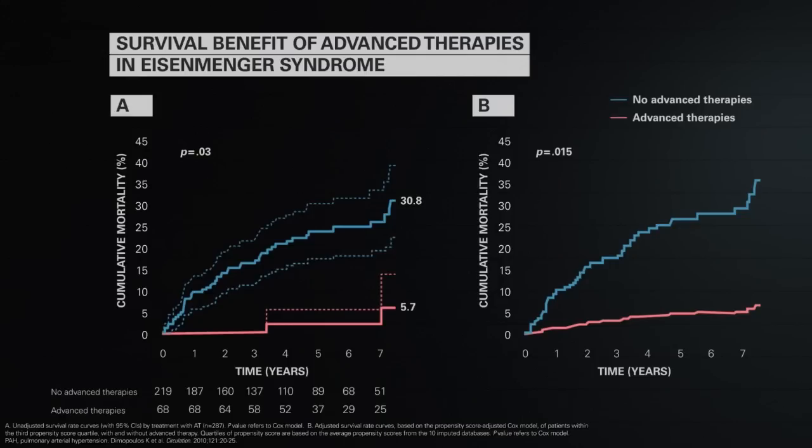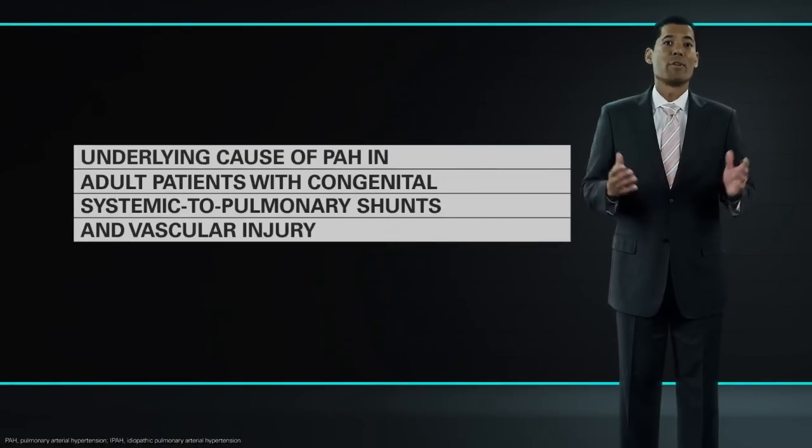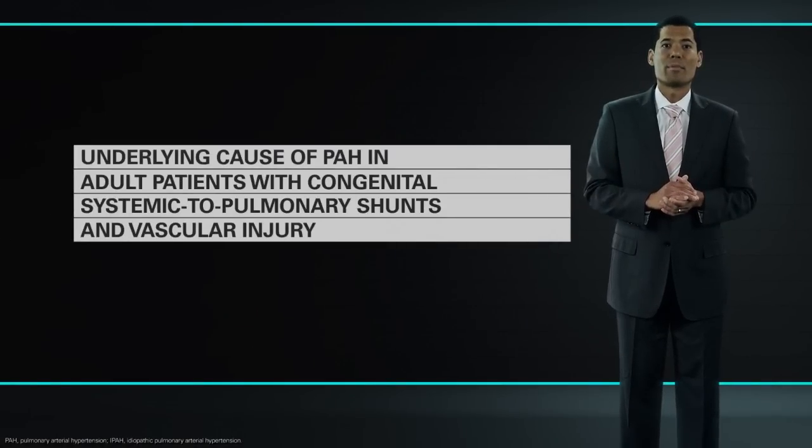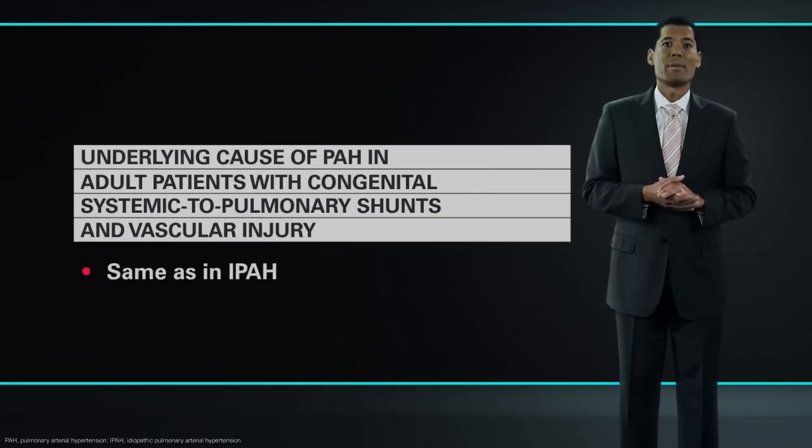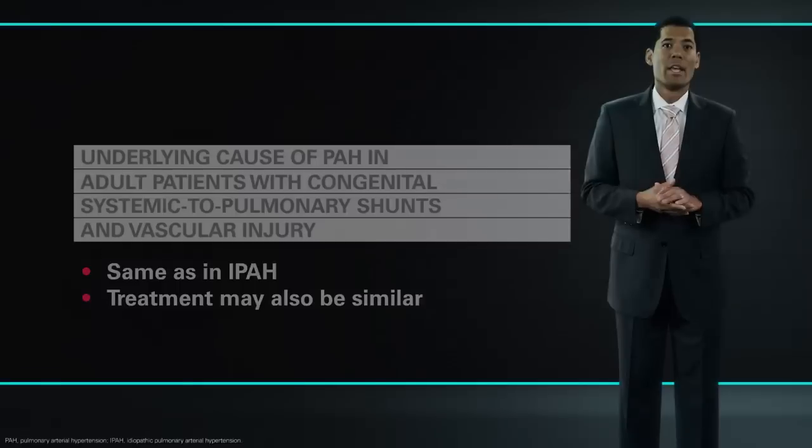So what did these results mean for our patients with Eisenmenger syndrome and possibly other patients with congenital systemic-to-pulmonary shunts? As I mentioned earlier, the underlying cause of PAH in adult patients with congenital systemic-to-pulmonary shunts and vascular injury is the same as in IPAH, and in theory, treatment may also be similar.